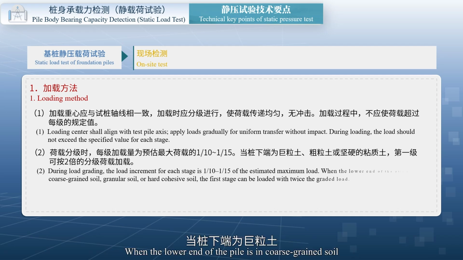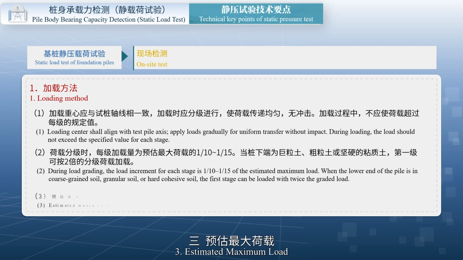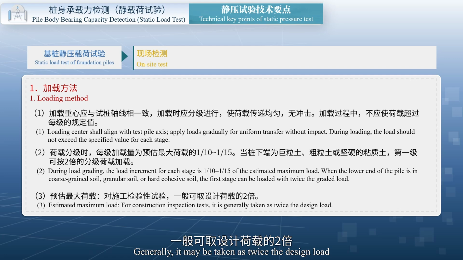When the lower end of the pile is in coarse-grained soil, granular soil, or hard cohesive soil, first level may apply 2 times graded load. Third, estimated maximum load. For construction inspection tests, generally, it may be taken as twice the design load.